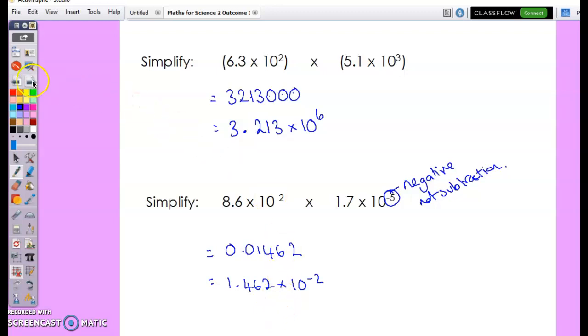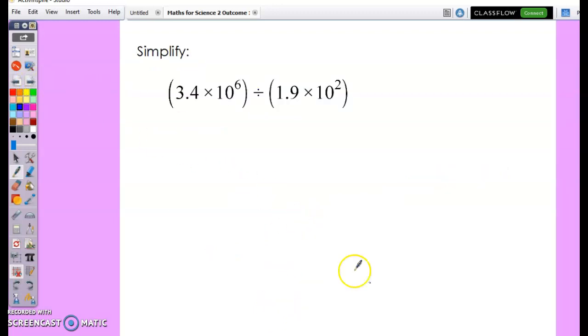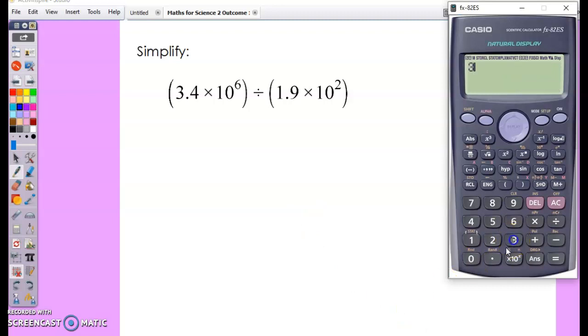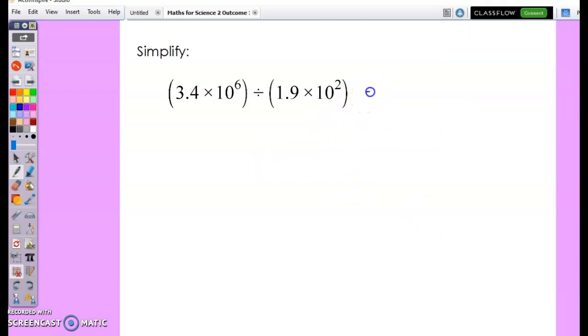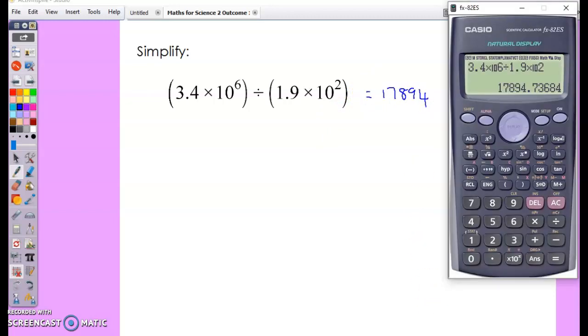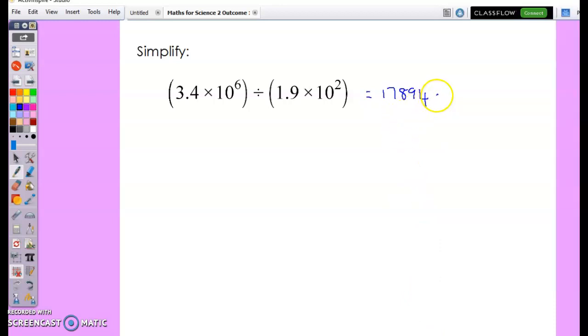Okay. Some dividing then, same idea. Put it into a calculator: 3.4 times 10 to the power of 6 divided by 1.9 times 10 to the power of 2. That gives me 17894.73684.